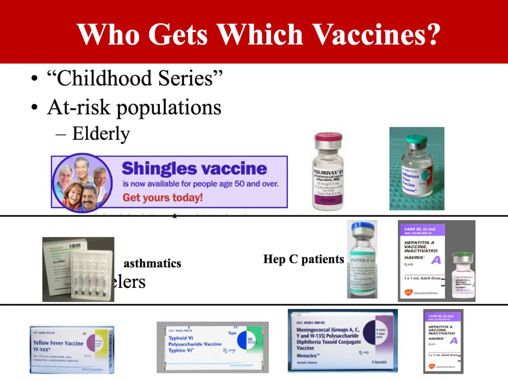In addition, you have people who are at risk because of travel. And so again, I mentioned yellow fever a minute ago. I mentioned the meningitis belt a minute ago. But additional vaccines that would fall in this category would be the typhoid vaccine and the hepatitis A vaccine if people are traveling to endemic areas.